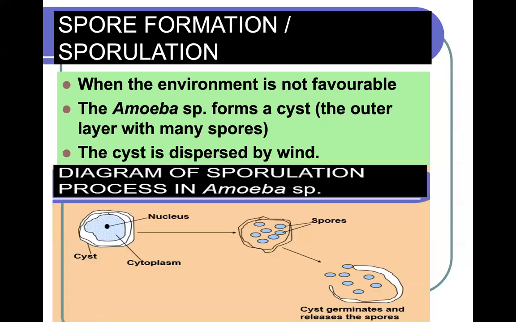This one is under unfavorable condition. When the environment is not favorable, the first one, this is the amoeba, the amoeba will form a cyst.